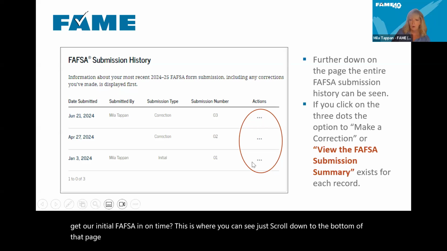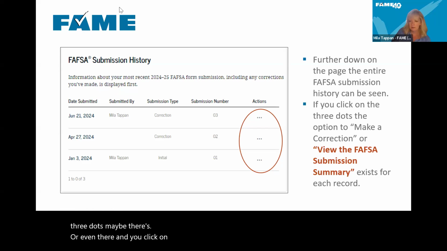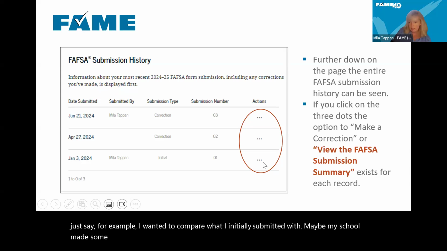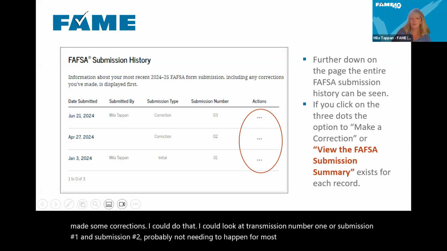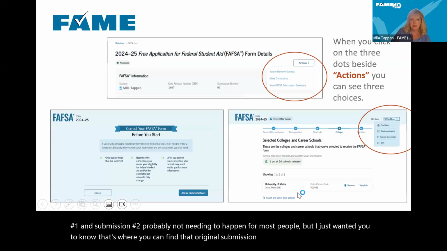When you look at the actions, the 3 dots, maybe there's 4 even there, and you click on those, you'll see the option to make a correction or to view the FAFSA submission summary. So let's just say, for example, I wanted to compare what I initially submitted with maybe my school made some corrections. I could do that. I could look at submission number 1 and submission number 2. Probably not needing to happen for most people, but I just wanted you to know that's where you can find that original submission date.